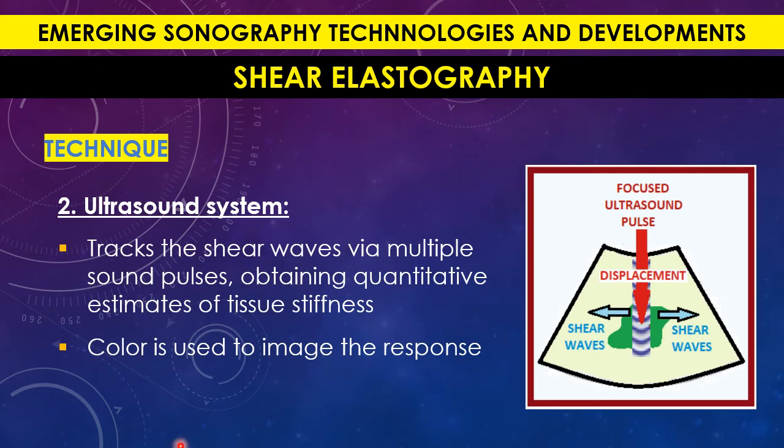So now what happens in the ultrasound system after this focused ultrasound pulse or the vibrations are transmitted through the tissues? I get shear waves. Now, what is the ultrasound system doing? It is sending repeated ultrasound pulses that can detect the shear waves that are created in the tissues, and through this, it can track the shear waves with multiple sound pulses. They are then displayed in color. There is no gray shade display in the shear elastography. It's only a bicolor display.